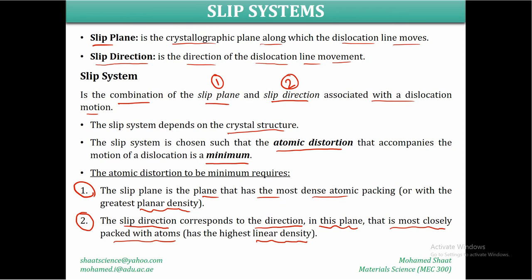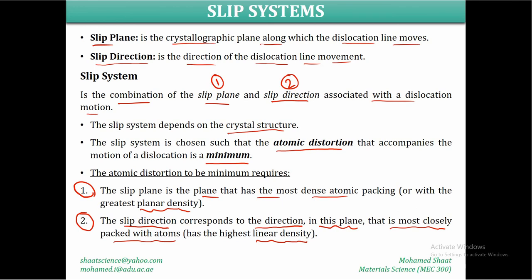The slip plane is the plane with the largest planar density. It could be only one plane or multiple planes. Depending on the crystal structure, you may have a structure that has only one plane that can be counted as a slip plane, because this is the plane with the largest planar density. But in some other crystal structures, you may have more than one plane having the same largest planar density. In that case, all of these planes would be considered slip planes. The same thing applies to the slip direction.